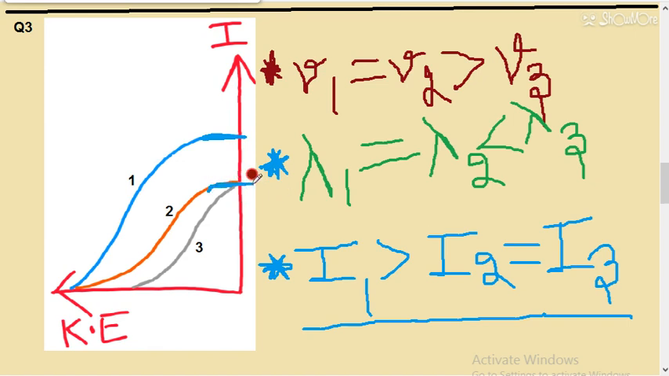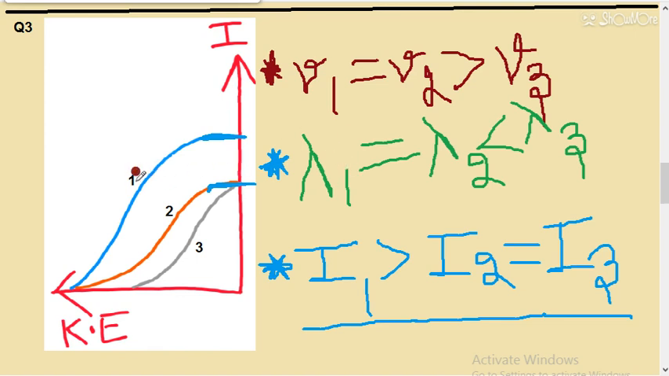For the second and third radiation the value of current is the same. So this is the answer for question number third. You can note down the solution. I am repeating the question again.